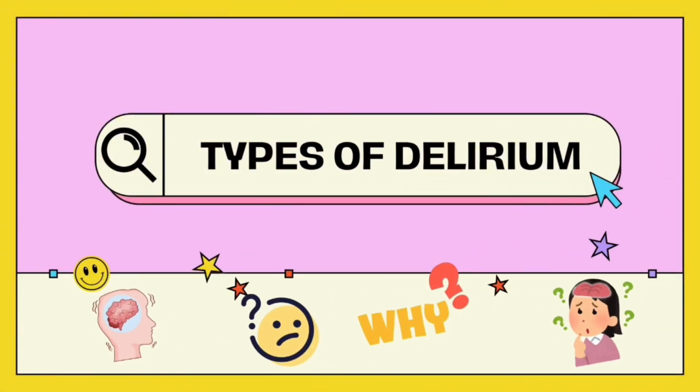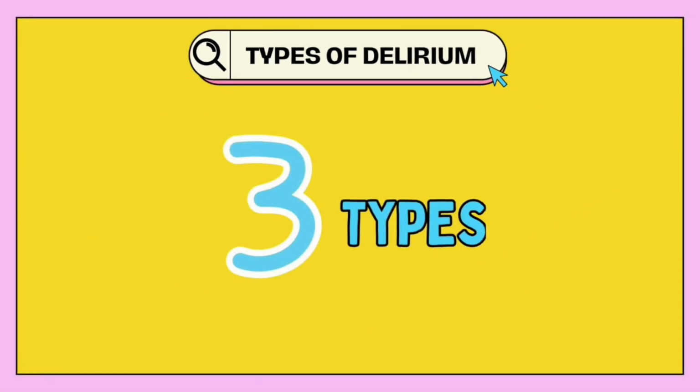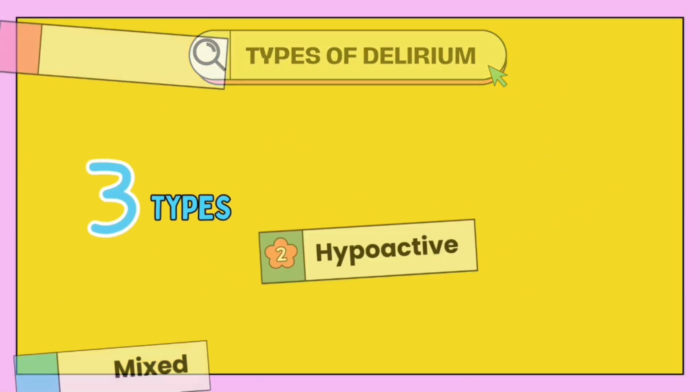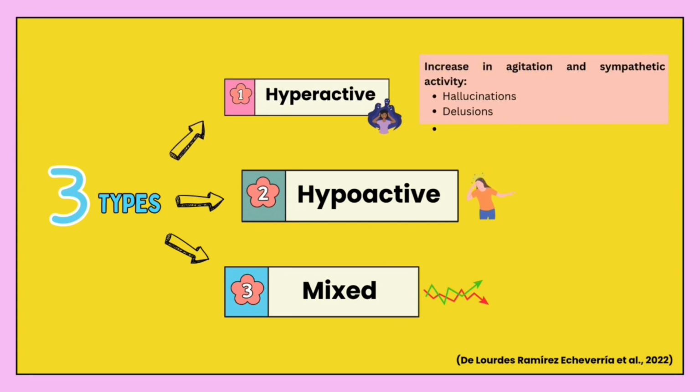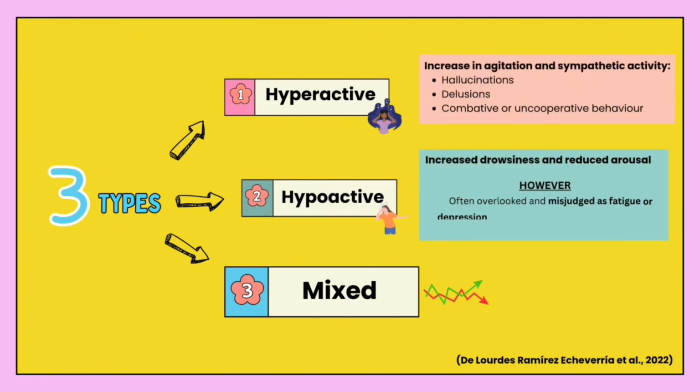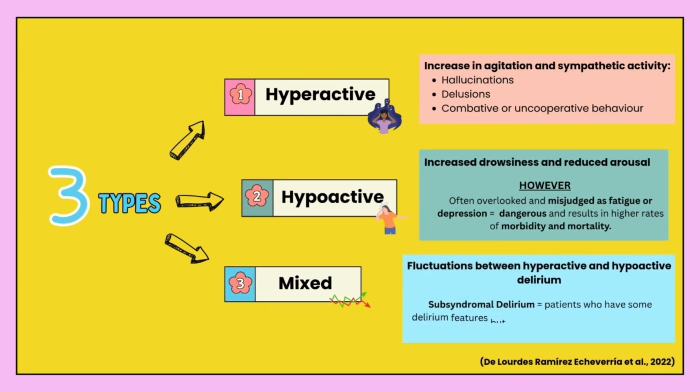Let's look at the types of delirium. So delirium is divided into three types, which are hyperactive, hypoactive, and mixed. For hyperactive, a person will have increased agitation and sympathetic activity. Besides, hallucinations, delusions, etc. could also be present. For hypoactive, a person will have increased drowsiness and reduced arousal. And lastly, mixed involves fluctuations between hyperactive and hypoactive delirium.